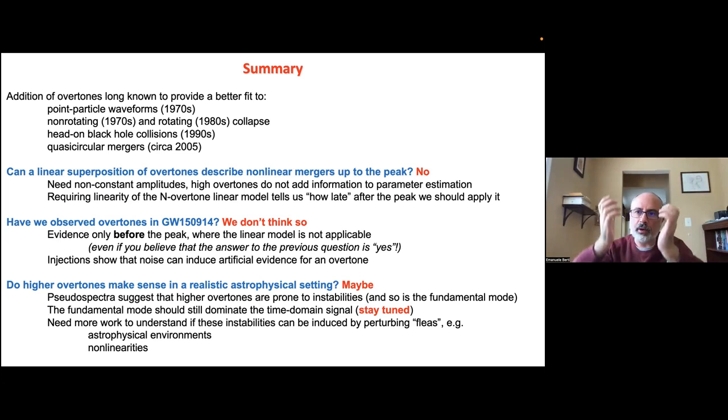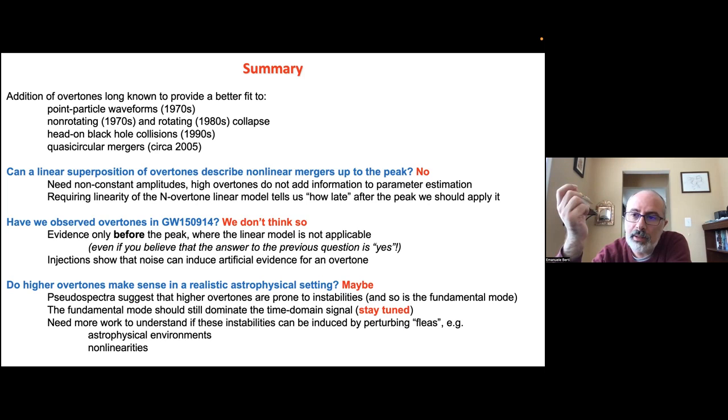And the question is whether in a realistic merger, you are destabilizing all of the modes at the top or only some of them. And you really don't need matter to destabilize them. Non-linearities, you can see them as perturbations of the linear potential. So the question is whether in a comparable mass quasi-circular merger, anything that is not linear perturbation theory destabilizes the overtones enough that you cannot extract physical information from them.